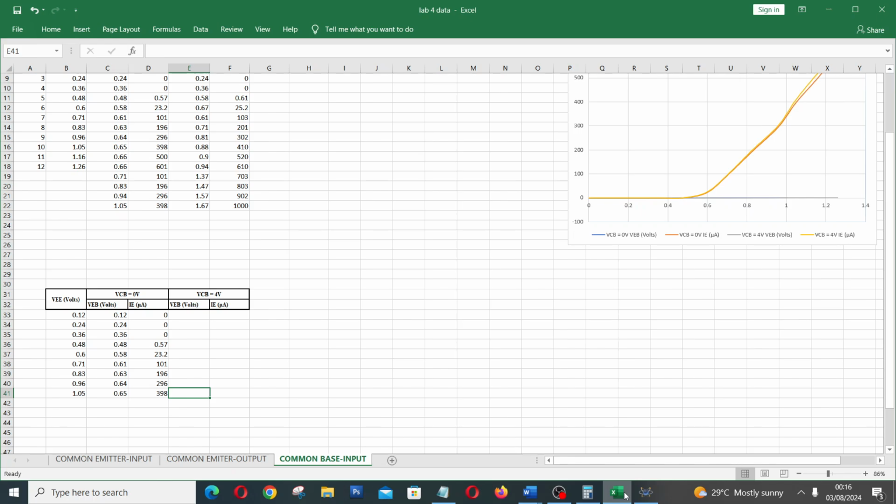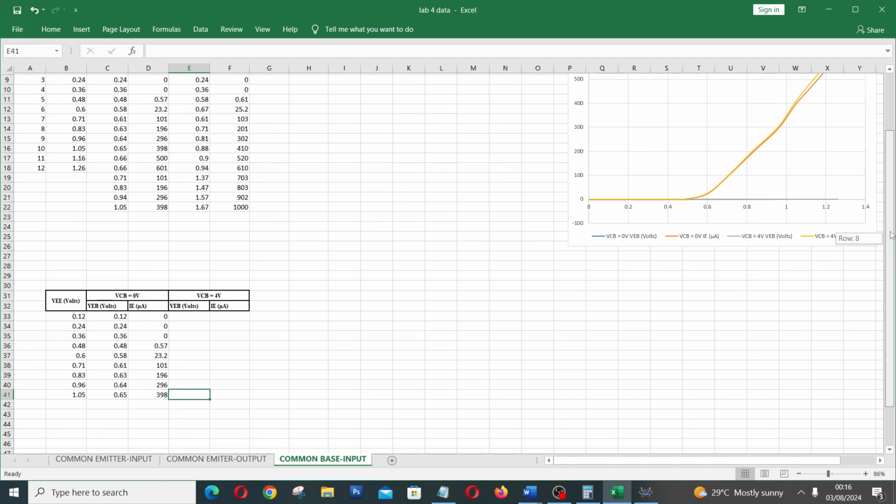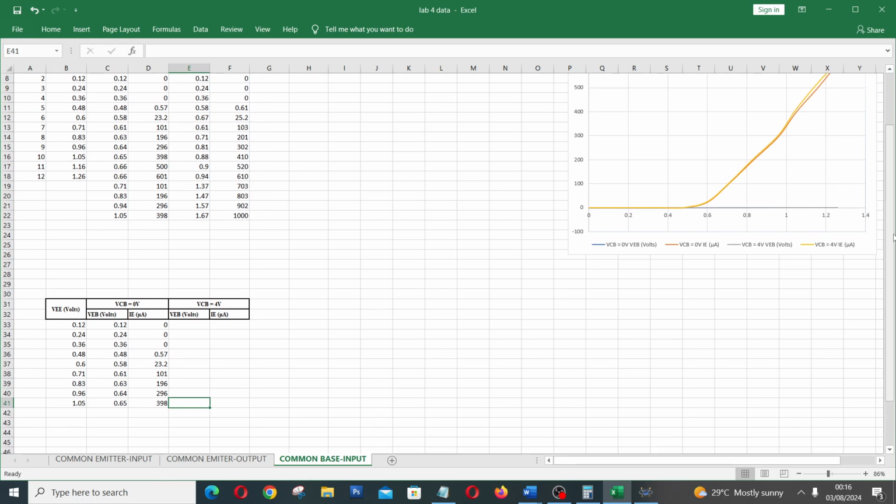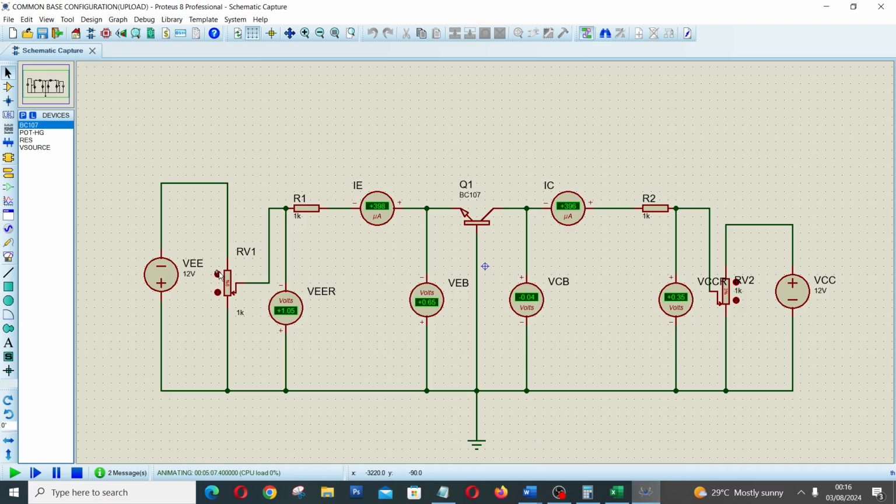So let's take a few more values before we plot the curve. Let me take 1.16. Let's see whether we can reset this value. Okay, 0.03 is the lowest we can get. So 1.16, 0.66, 500 microamps.